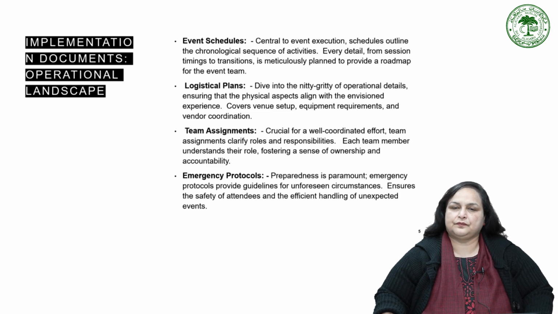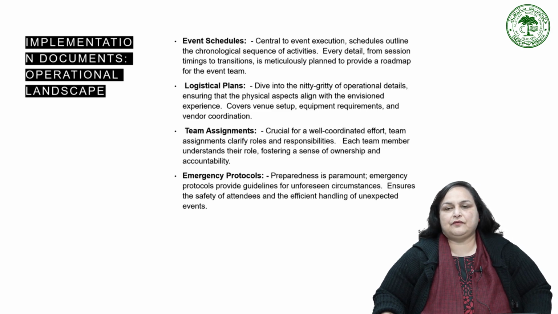Implementation documents. Operational landscape: event schedules. Central to the execution phase is the event schedule, a comprehensive document outlining the chronological sequence of activities. Event schedules serve as the heartbeat of the event, ensuring that every aspect unfolds seamlessly. They include details such as session timings, breaks, and transitions, providing a roadmap for the event team.